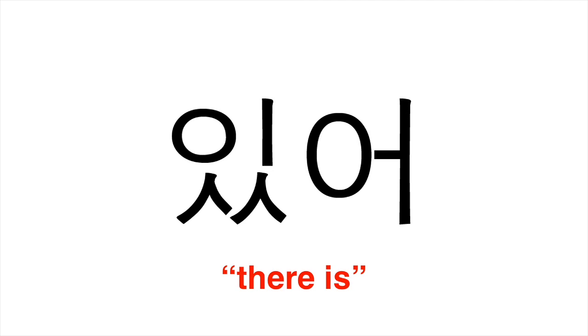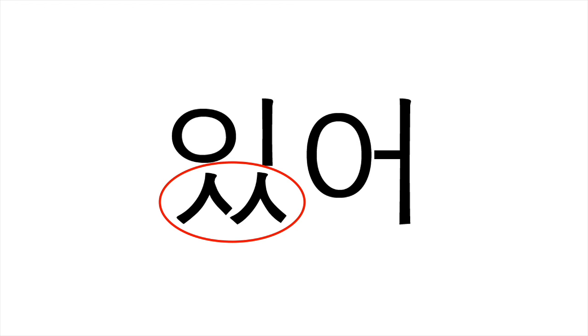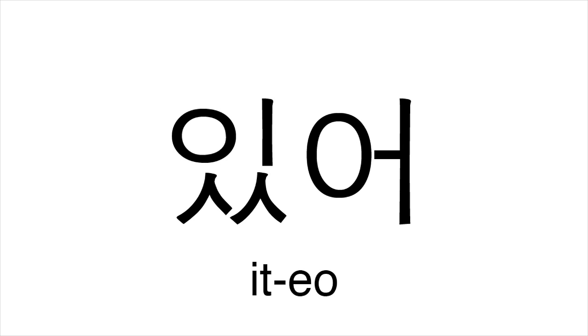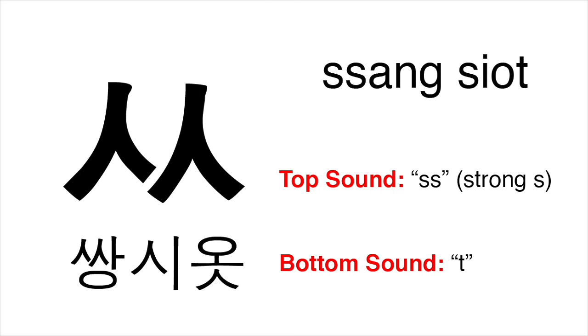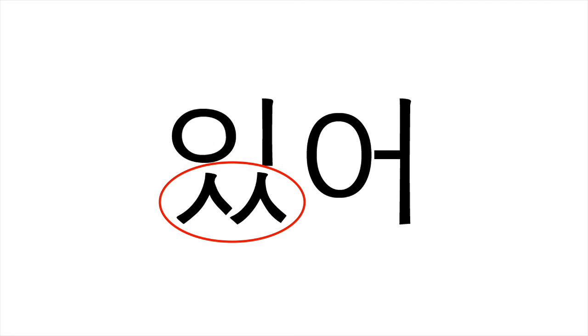Final example. This word means there is. There's a sangshio at the bottom. Previously, you would have pronounced this as it-o, because you learned that the bottom sound for sangshio is t. But here, when the double consonant is made up of the same two consonants, the entire pair moves over.